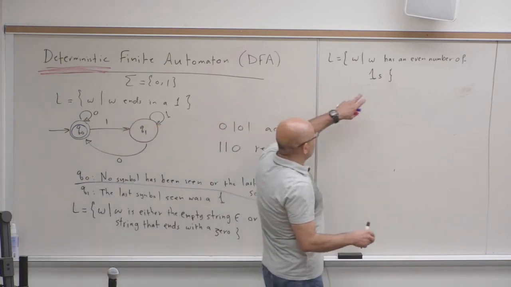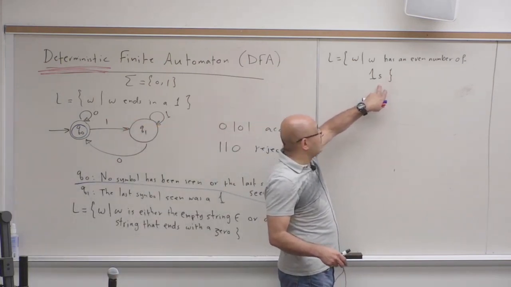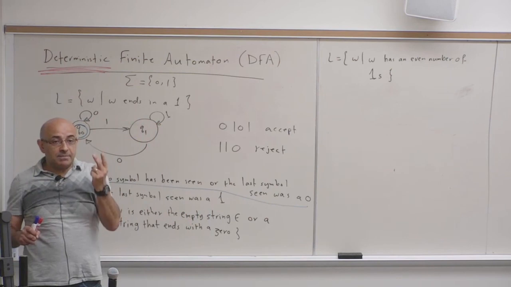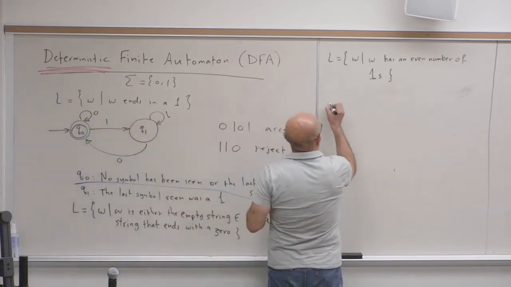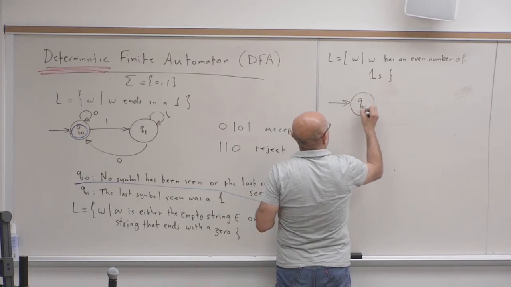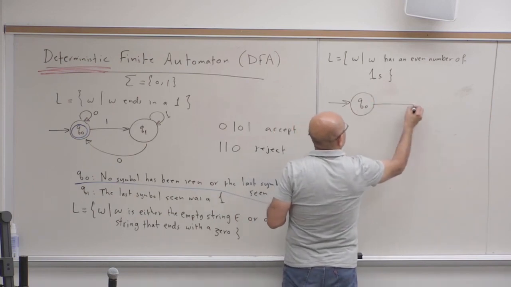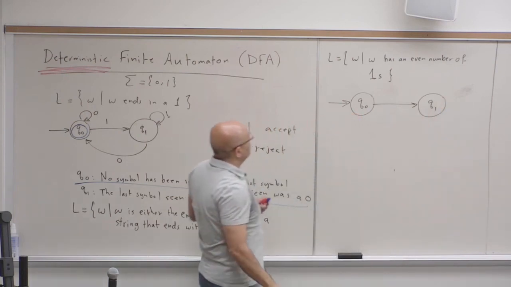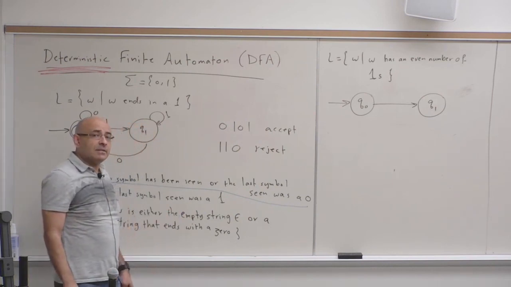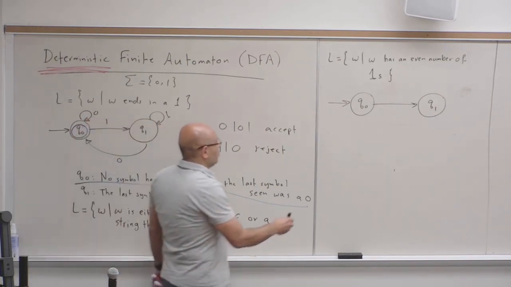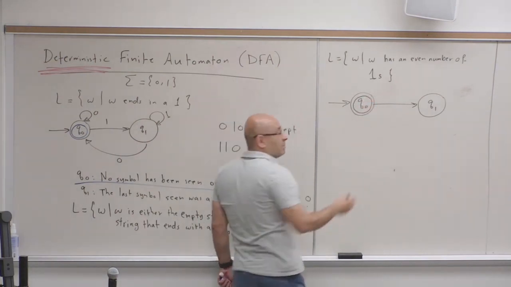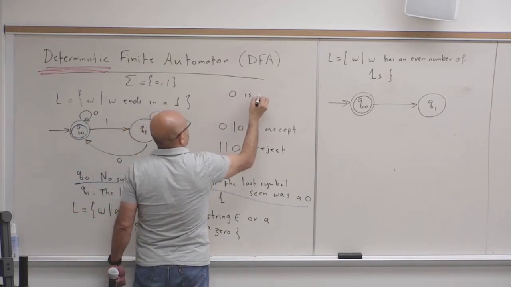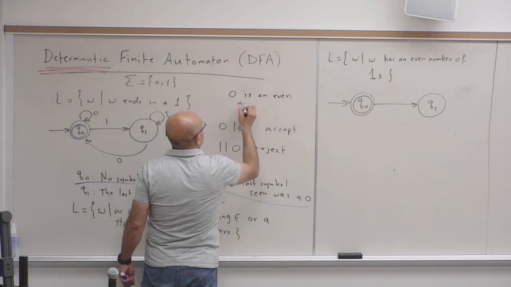Since the property that we are looking at is whether the number of ones in a given string is odd or even, and there are only two possibilities, all we need is two states. So this is our start state Q0, and this is our state Q1. Now which one should be an accept state? Q0 should be an accept state. By the way, 0 is an even number. So remember this: 0 is an even number.